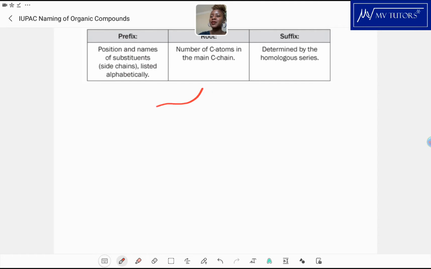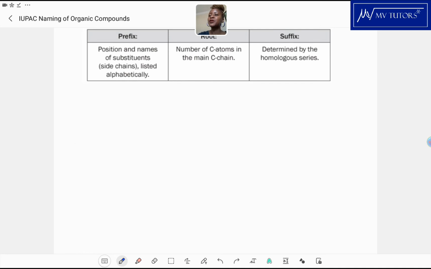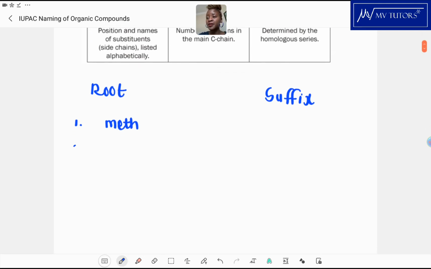I like using the blue pen. So I'm just going to start with the root. We'll get to the suffix later on and then end it off with the prefix. If you have one carbon, that would be meth. If you have two carbons, that is eth. Three carbons, that is prop.